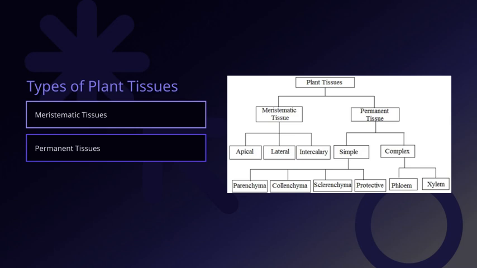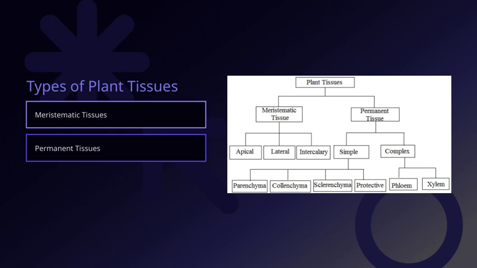Today, we're going to look at the different types of plant tissues, starting with meristematic tissues. These are the tissues responsible for growth, and they contain actively dividing cells that help the plant increase in size and length. Think of them as the plant's growth zones, like the tips of roots and shoots. Next, we have permanent tissues. Once the cells in these tissues have matured and stopped dividing, they become permanent tissues.